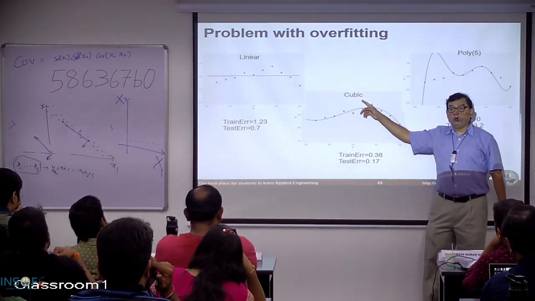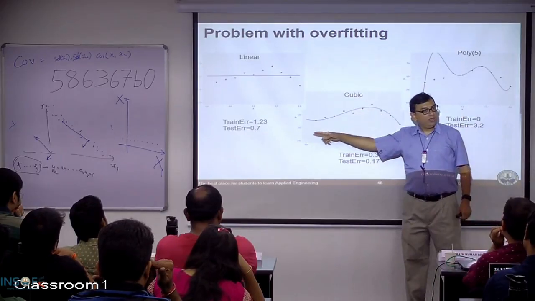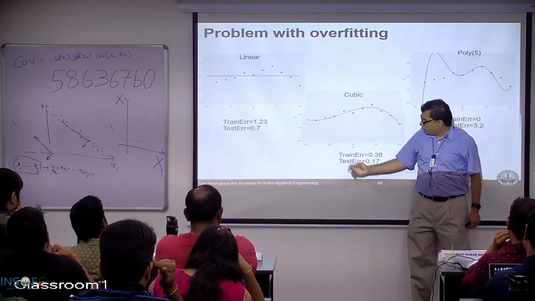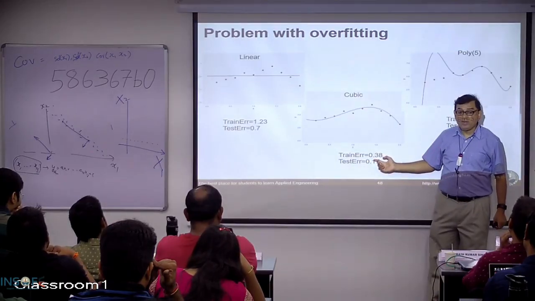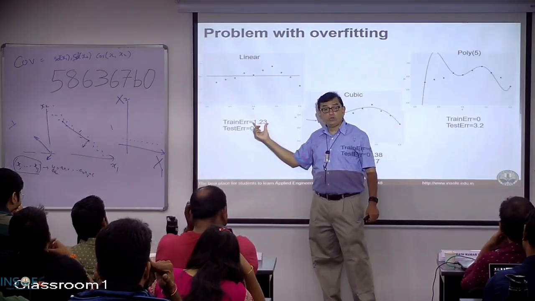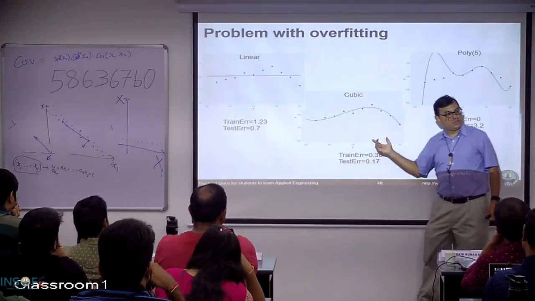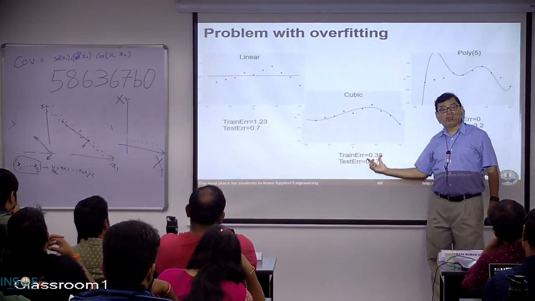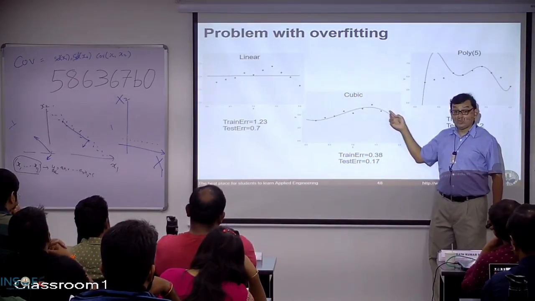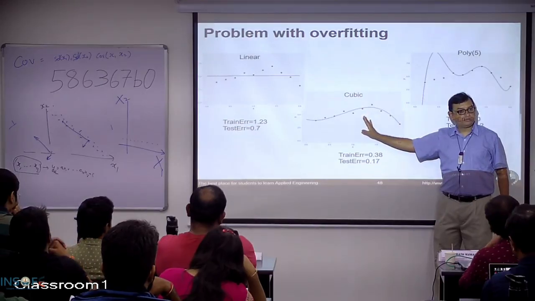When I did the cubic, it seemed to capture the data very well. And you look at the train error dropped. When in test it was 1.23. When I increased the complexity of the model, the train error dropped to 0.33. Okay, and the test error was also pretty good on this.